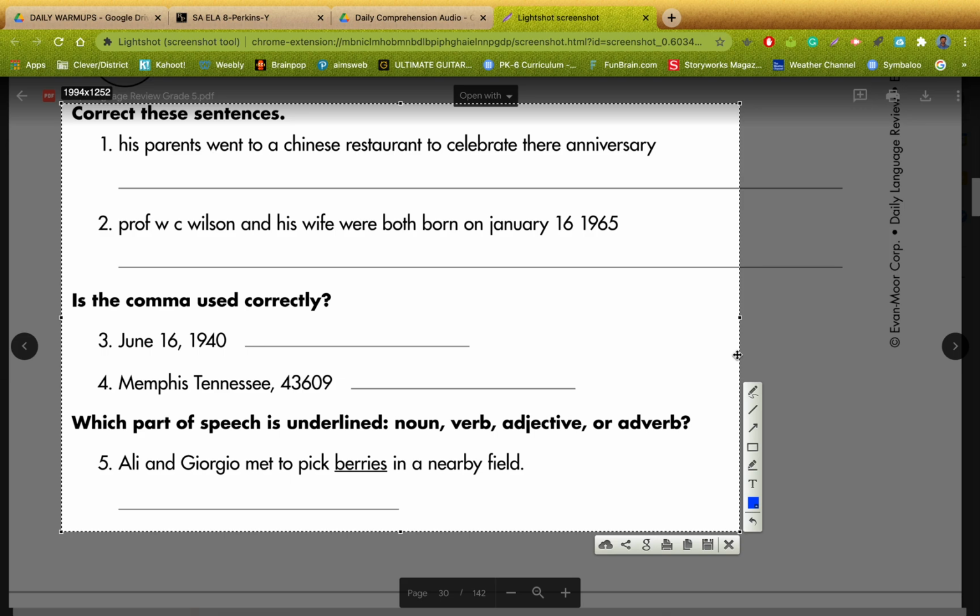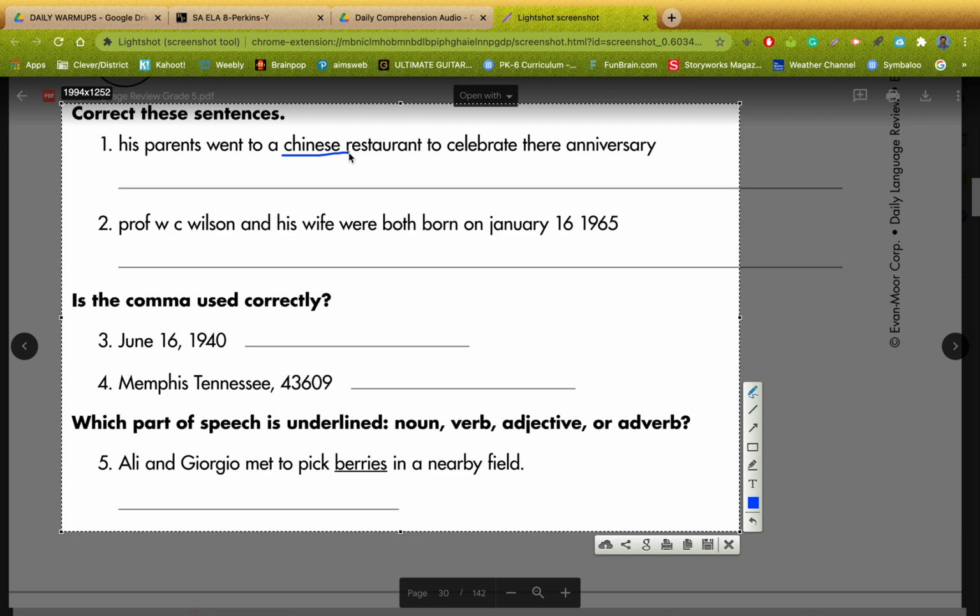Okay, so correct these sentences. We've got, in this first one, let's see what we've got going here. It says his parents went to a Chinese restaurant to celebrate their anniversary. Now, there's nothing too complicated in this one. Basic capitalization and punctuation. But I want to remind you, whenever you see a nationality like Chinese, you've got to capitalize, okay?